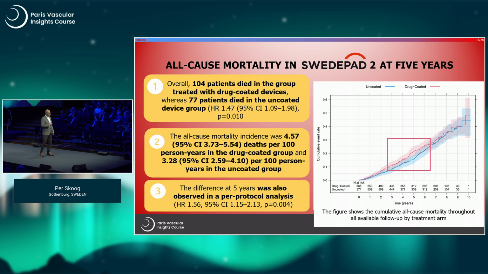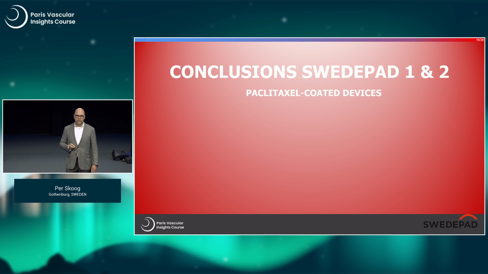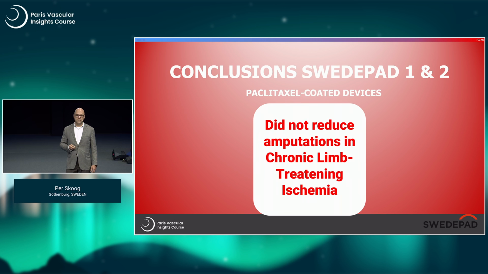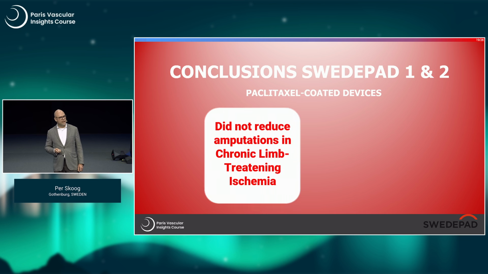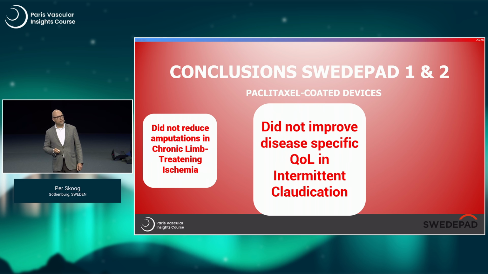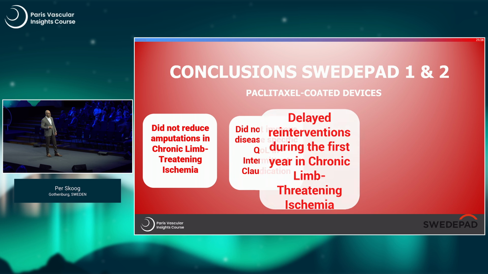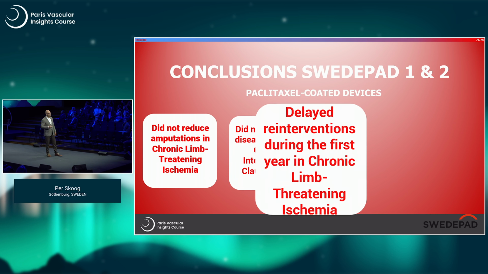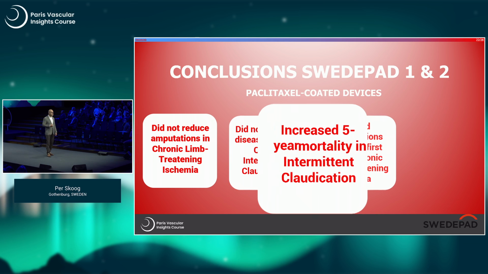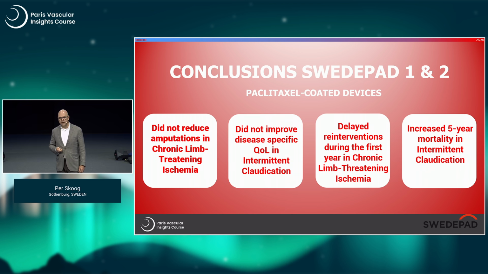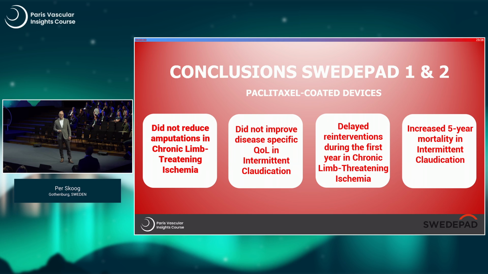You shouldn't exaggerate the mortality signal. However, it's in line with Katsanos, but it's very small numbers. But it's a randomized trial, and it's huge, so we get a significant result. So our conclusions with SWEDEPAD 1 and 2: if you use drug-coated devices, it does not reduce amputations in CLTI patients. You do not improve quality of life in claudicants. And you delay reintervention the first year with drug, but you also have a signal of increased 5-year mortality in claudicants. So probably it's nice to have this slide with these 4 debatable statements, I would say.